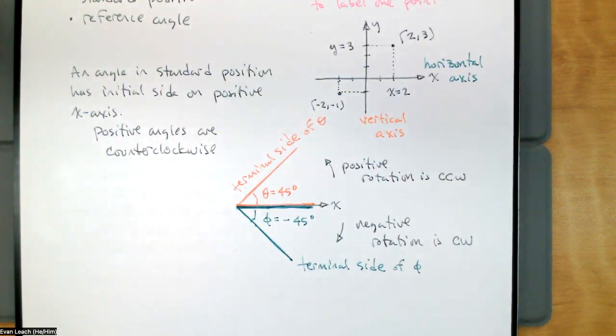So here's theta and P in standard position. Correct. So if we go counterclockwise, that's positive angles. Clockwise is negative angles. Clockwise is negative. Counterclockwise is positive. Did I say that backwards? Oh, okay. Counterclockwise.